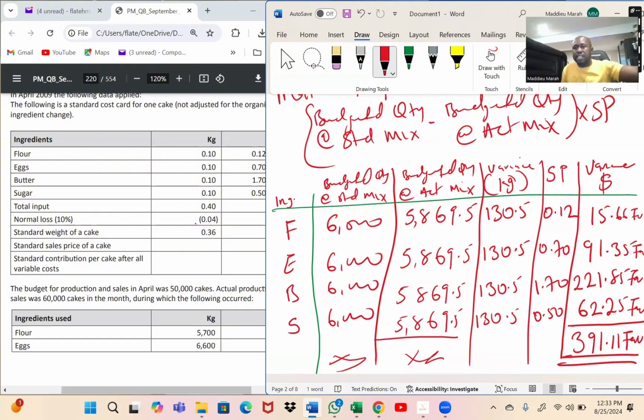So we have our material mix variance and we have our material yield variance. This is how we calculate mix and yield variance.